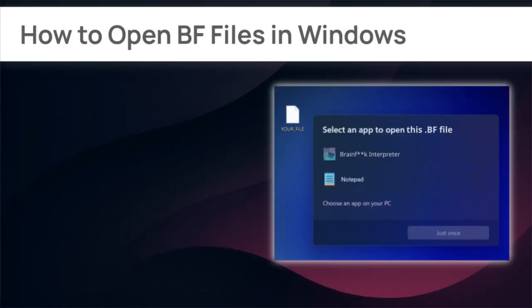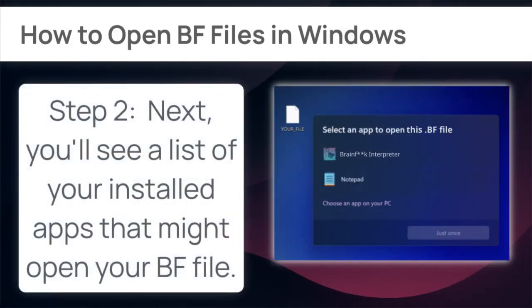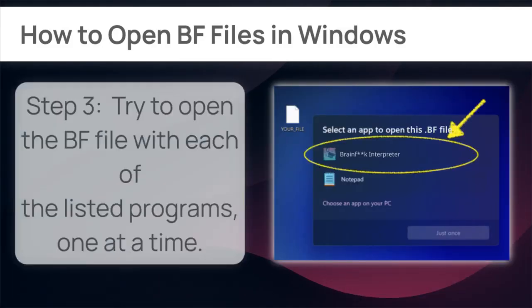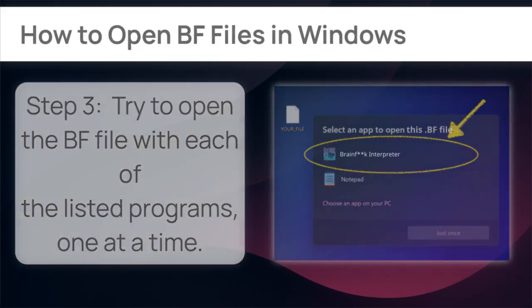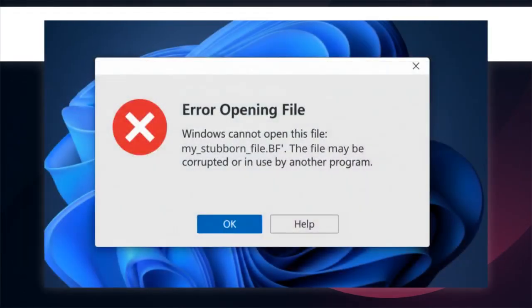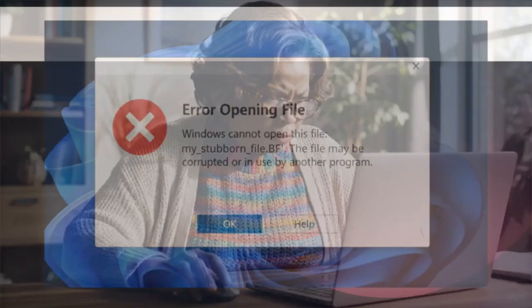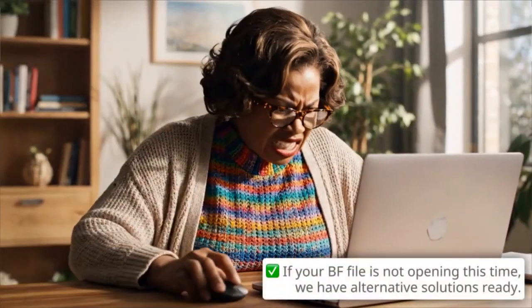Right-click your BF file and click Open With. If a Brainfuck interpreter is installed, start there. If it's not, try another option. The solution is usually hidden within one of your apps. If the BF file won't open, don't panic. Errors with the BF format usually come down to a small, critical detail.